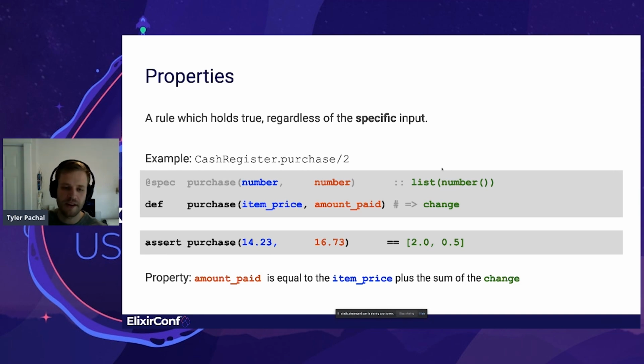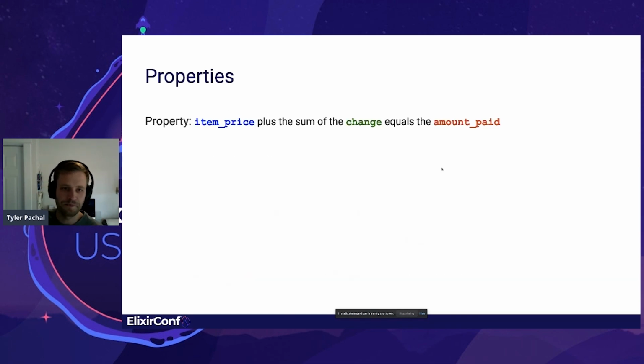This might be an example-based test where the item costs $14 or so. The amount paid is more than that, so we have some change that comes back. We could restate this whole thing as a property, saying that the amount paid in red should be equal to the item price plus all the numbers in green. That all has to add up or else you're losing money somewhere. So that can be our property.